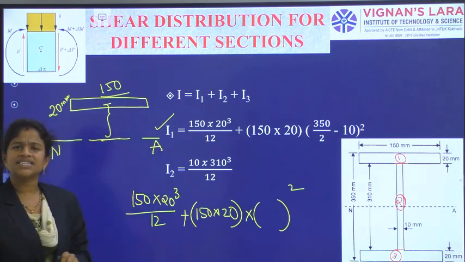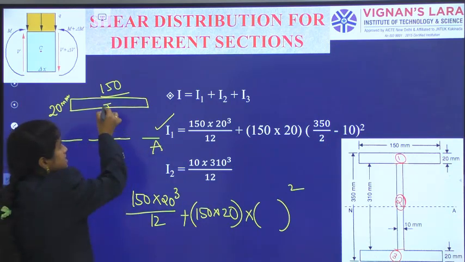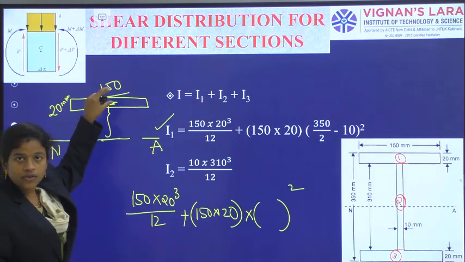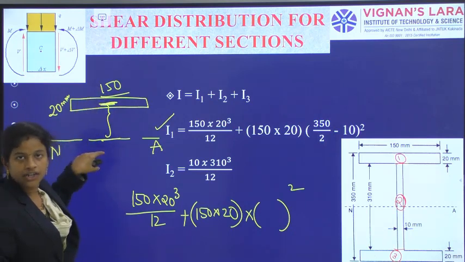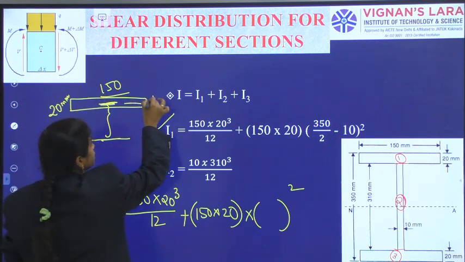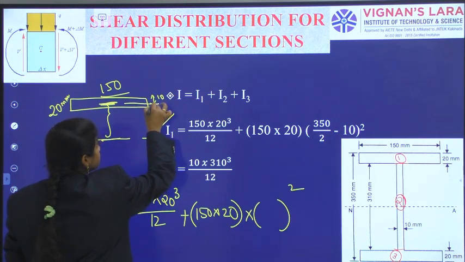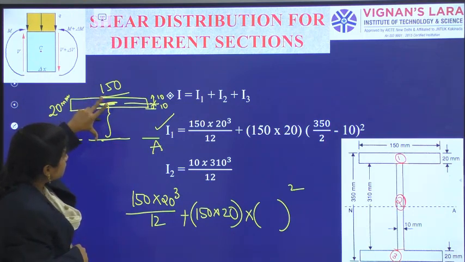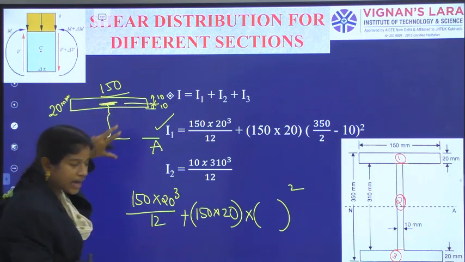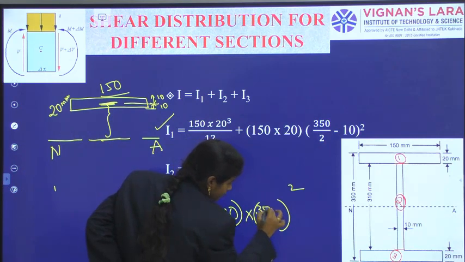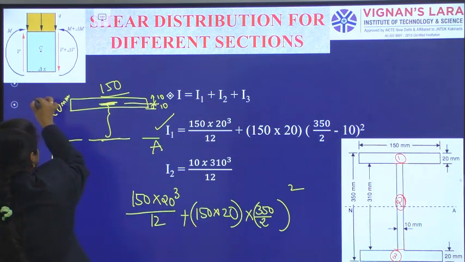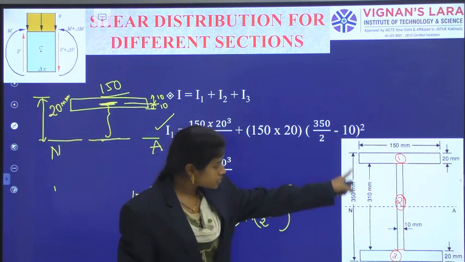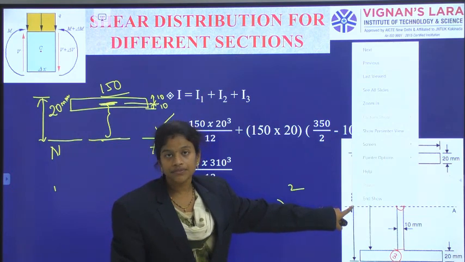And what is y square? Y is the distance of the centroid of the top flange from the neutral axis. As its centroid will be 10 from top and 10 from bottom, right? It is a rectangle, so the centroid will be at half the depth. So now, the total I have got the value as 350 by 2. What is this 350 by 2? From this outer edge to the neutral axis, that is 350 by 2. See here, up to this portion is 350 by 2.